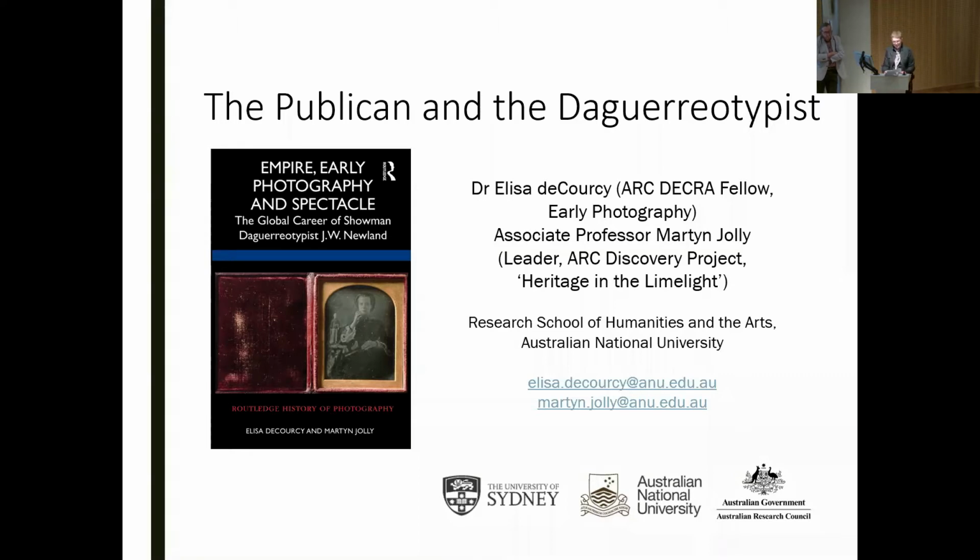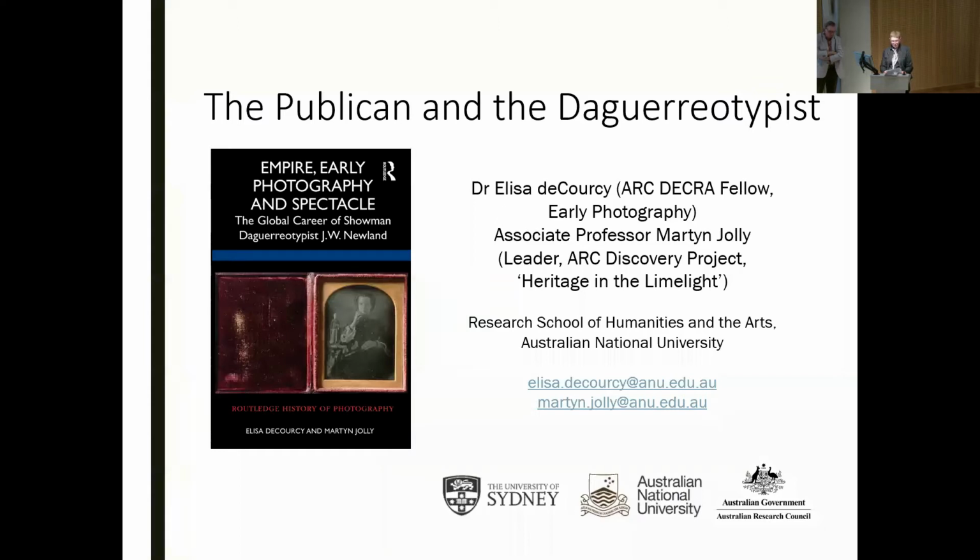I'm absolutely delighted that they're able to present this talk because they've recently published a book on Newland, as you'll find by the little cards on your seat, titled Empire, Early Photography and Spectacle, The Global Career of Showman Daguerreotypist JW Newland, published by Routledge. Elisa and Martyn will talk on Newland for about 35 minutes or so. Then they will be joined by Donna Brett for a discussion connecting the Newland image to the intricate local, imperial and global visual economies in which it was embedded.